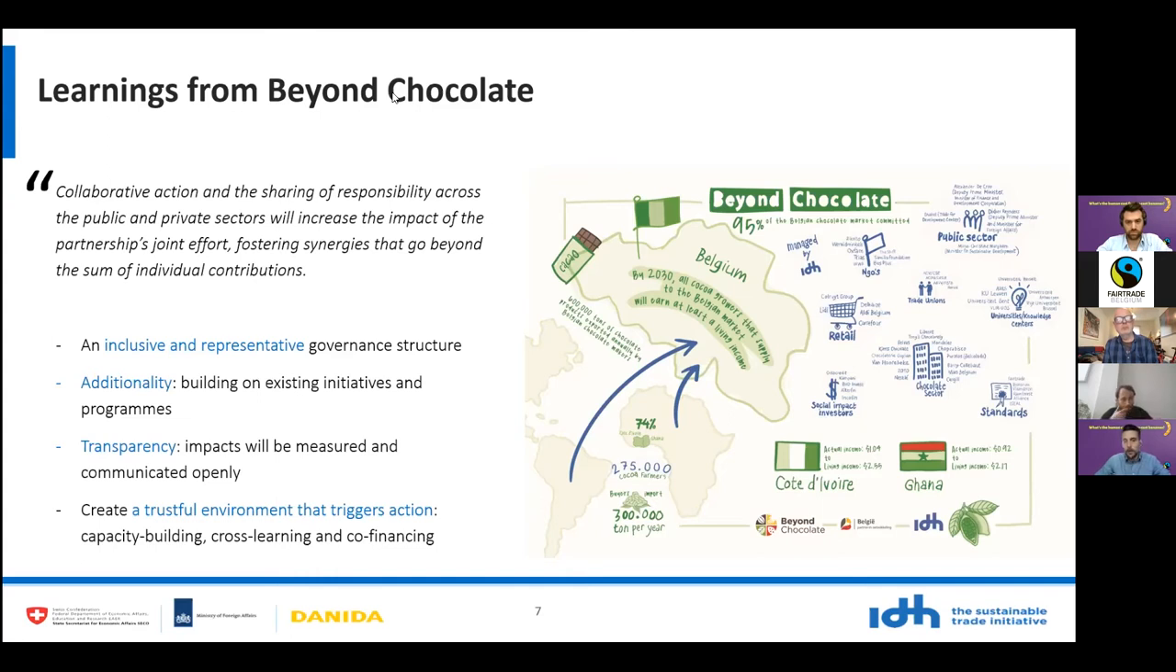Last two points, of course, transparency. I think these partnerships work when we develop tools that allow partners to hold each other accountable and when we're able to measure and show progress and create a trustful environment that triggers action. I think this is also one of the keys. One example in Beyond Chocolate is a funding that has been created to co-finance pilot projects with living income ambitions. This allows us to innovate, to create examples, and to push partners to take that extra step.